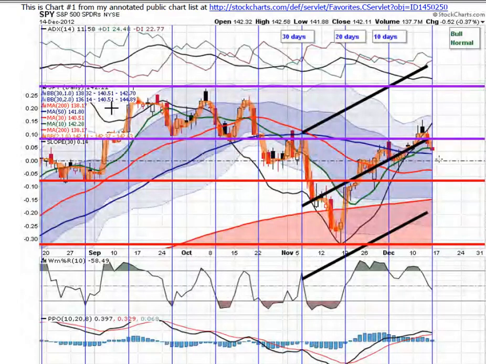Next up is the market health check. Vertical blue lines are 10, 20, and 30 days of look back. Horizontal purple line at 147 and some change is the swing high from back in October. And the support level at 143, where we're currently hovering. The red lines are the support and resistance lines of the past 4 months.